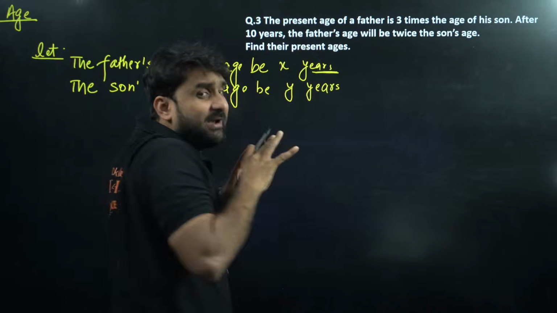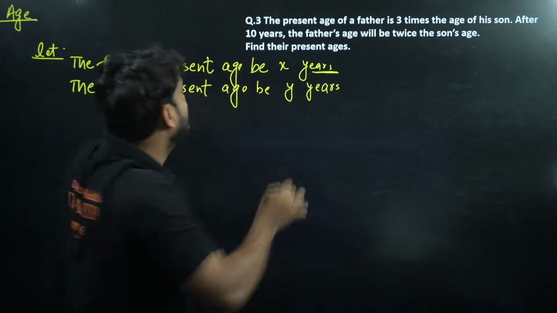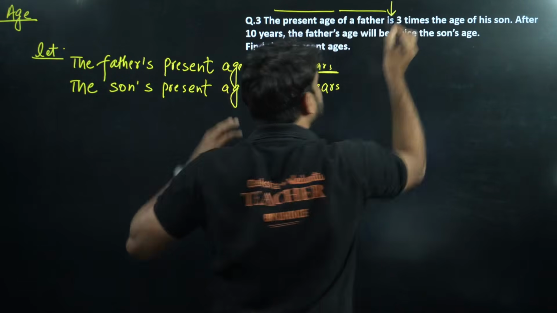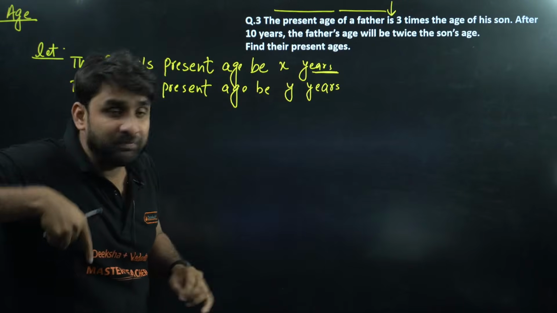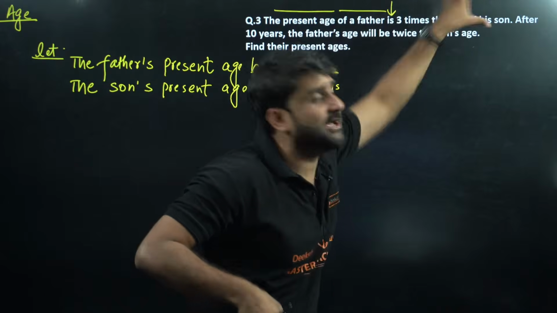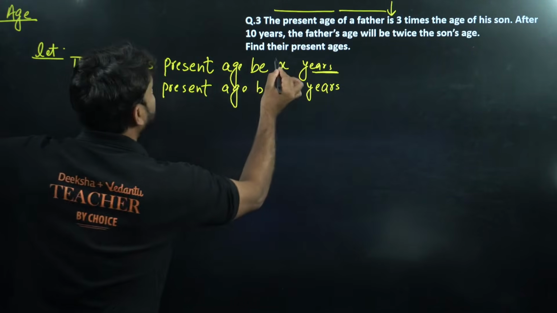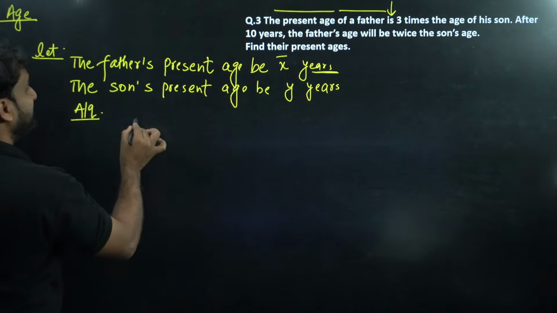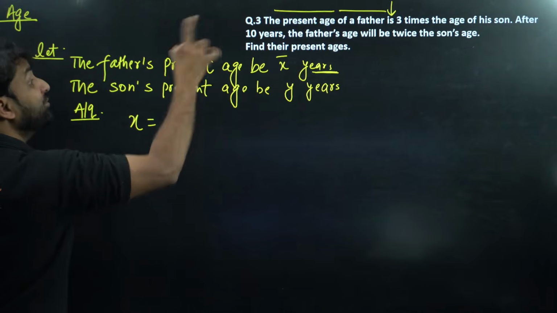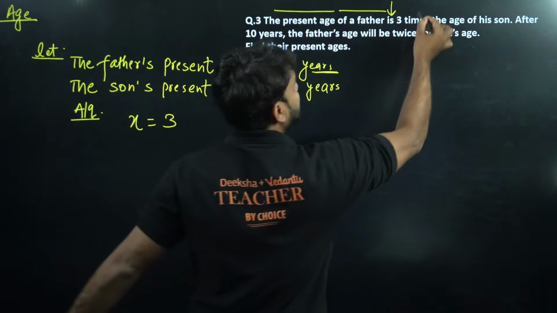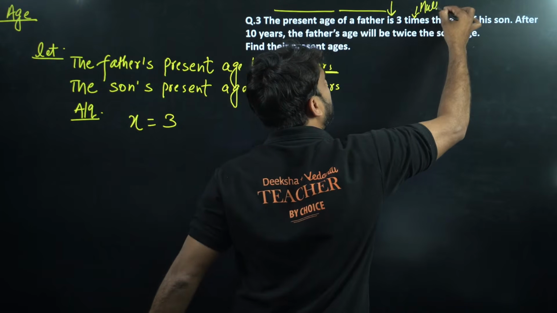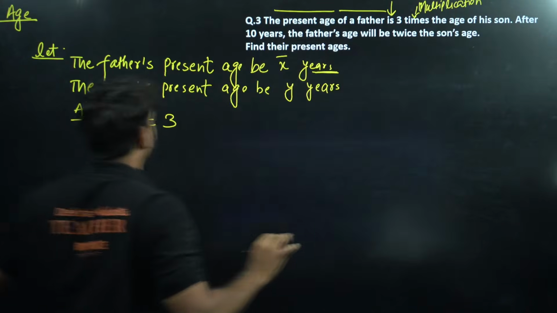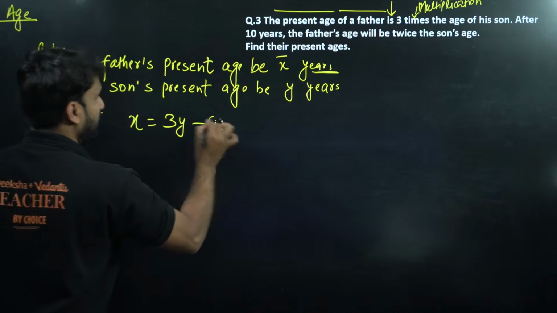Now read the question carefully. We have supposed the values, now read. The present age of a father is 3 times the age of his son. We are talking about present time. And we have supposed the present age of father is X. So according to the question, father's present age X will be equal to 3 times Y. Times means multiplication. Please make sure of this. So X = 3Y. The first equation is ready.